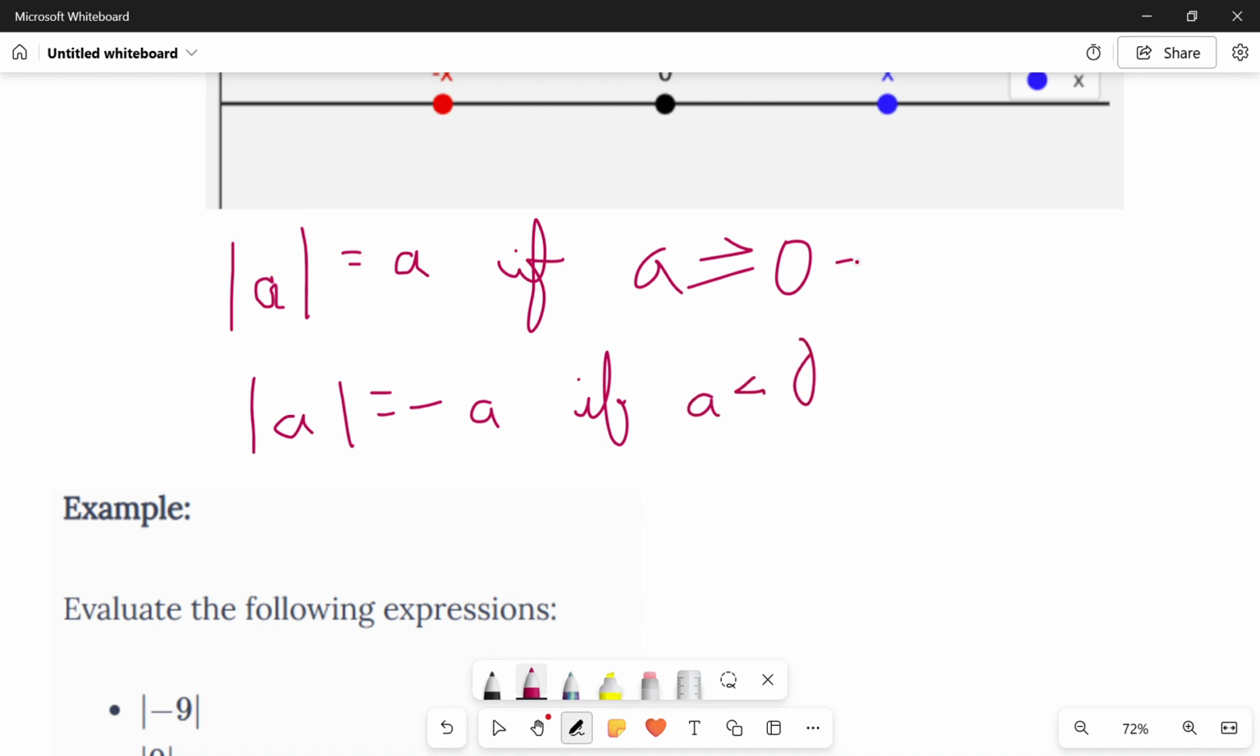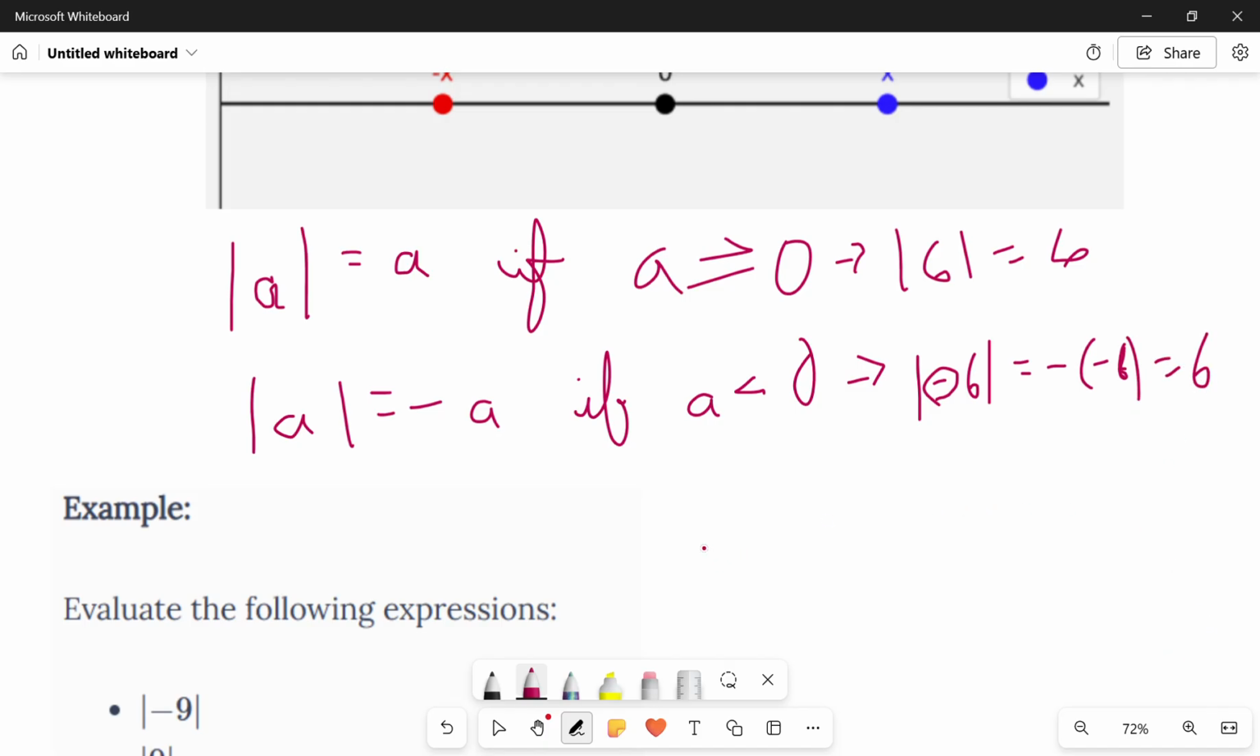What I mean by this, let me give you an example here. The absolute value of 6 will always be 6 because the distance from 0 to 6 is 6 units. Now the absolute value of negative 6 would be negative of -6, which is also equal to 6.